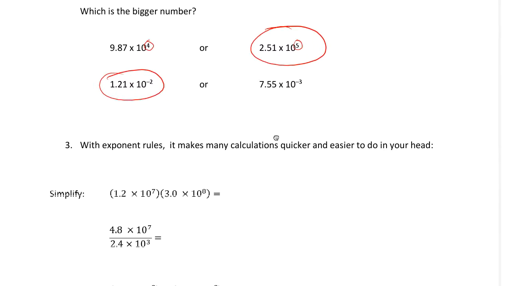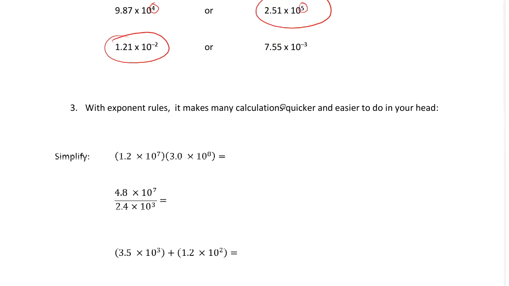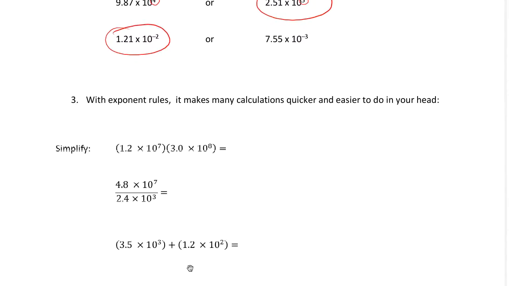Last but not least, it allows us to do certain things quickly and in our head because of exponent rules. Remember your exponent rules: when you have 2 numbers with the same base and you multiply them, so for example, 2 to the 3 times 2 to the 5, you add the exponents. So that gives you 2 to the 3 plus 5, which is 8. Similarly, if you have 2 things with the same base and you divide them, you subtract the exponents. So 2 to the 7 divided by 2 to the 3 is 2 to the 7 minus 3, or 2 to the 4.